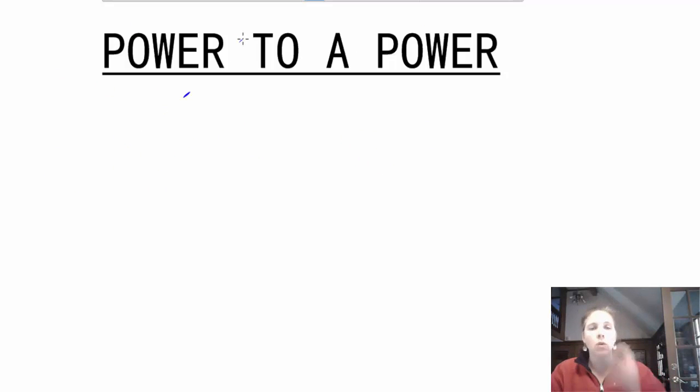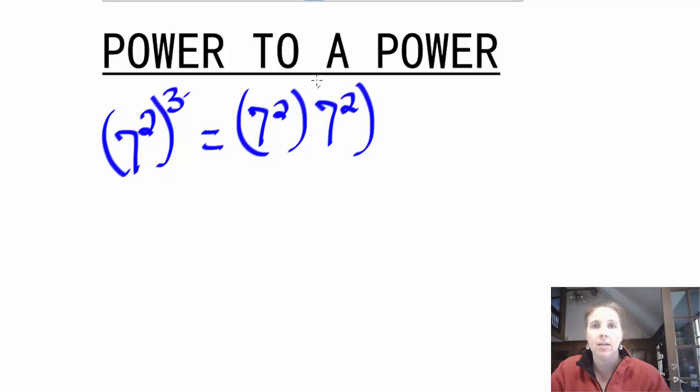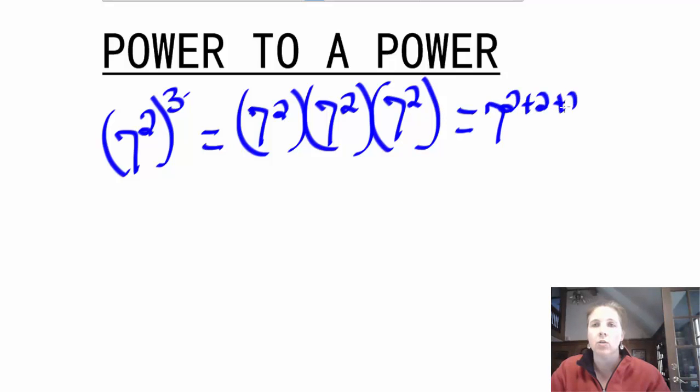Okay, there's one more rule in this section. We're going to learn a few more in the next few days. But this is power to a power. So when you're taking a power to another power, for example, 7 squared cubed, what that means is you have 7 squared times 7 squared times 7 squared. Which from our last rule tells us it's going to be 7 to the 2 plus 2 plus 2, which is 7 to the 6th.